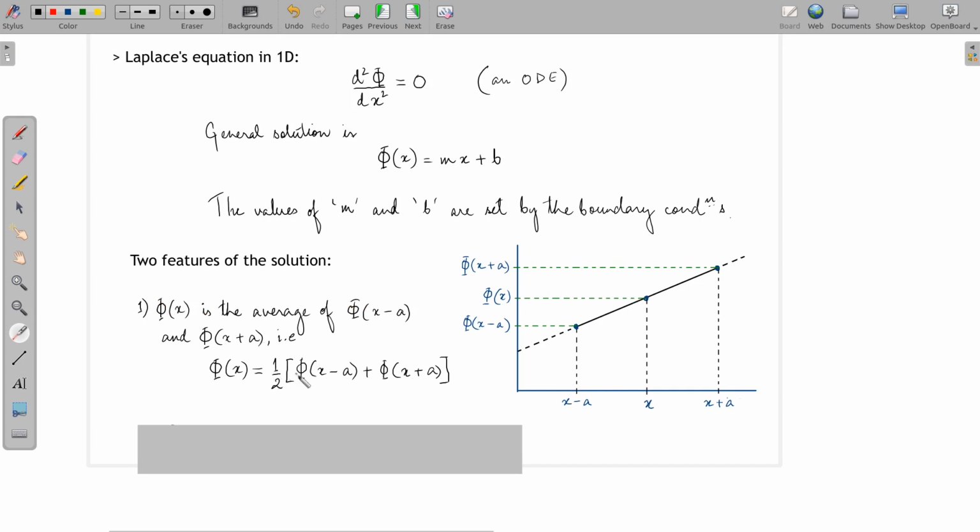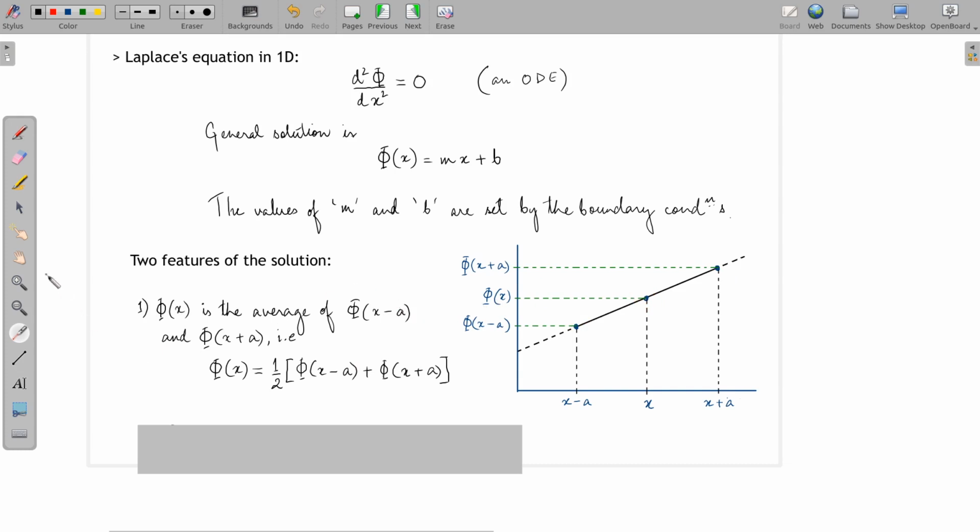Very straightforward, because this is a boundary point and this is another boundary point, so two boundary points. So 1 by 2 times this value plus this value gives us some value in the middle, and because it's a straight line, this is going to be the exact value that we are looking for. So phi is the average.